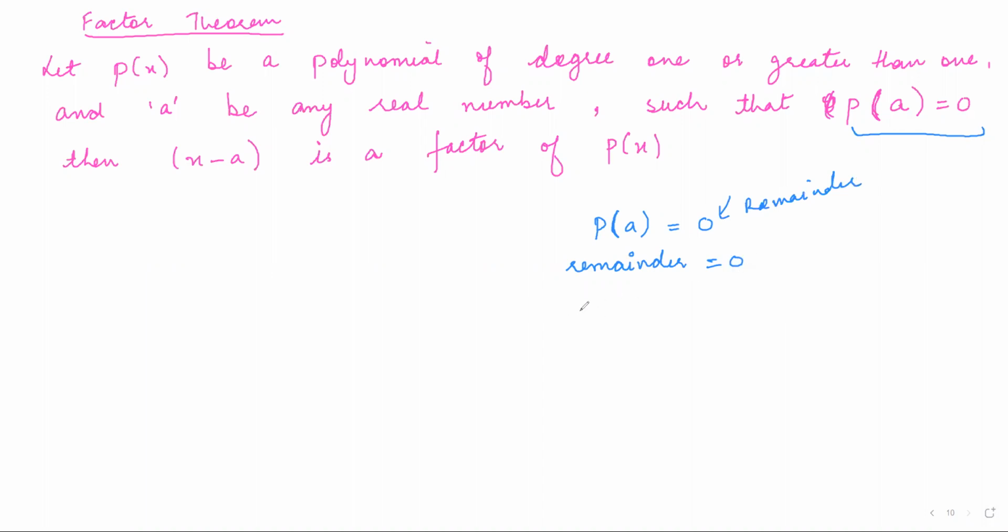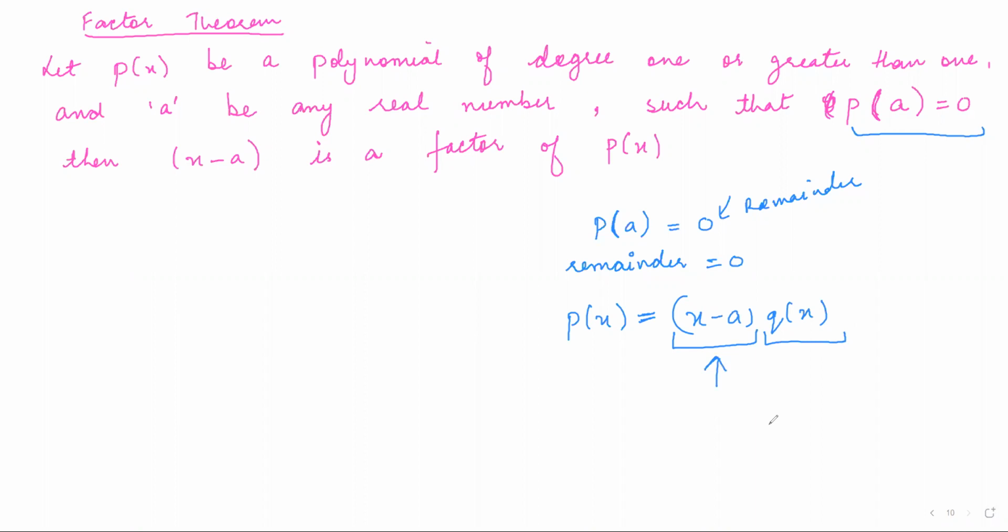So basically, your polynomial P(x) is now x minus a into some other, let's say Q(x). So basically, the polynomial has been broken into two factors. One factor is this, another factor is this. Is that okay? There's no remainder. So we can see that x minus a is one of the factors of the polynomial. Is this understood?